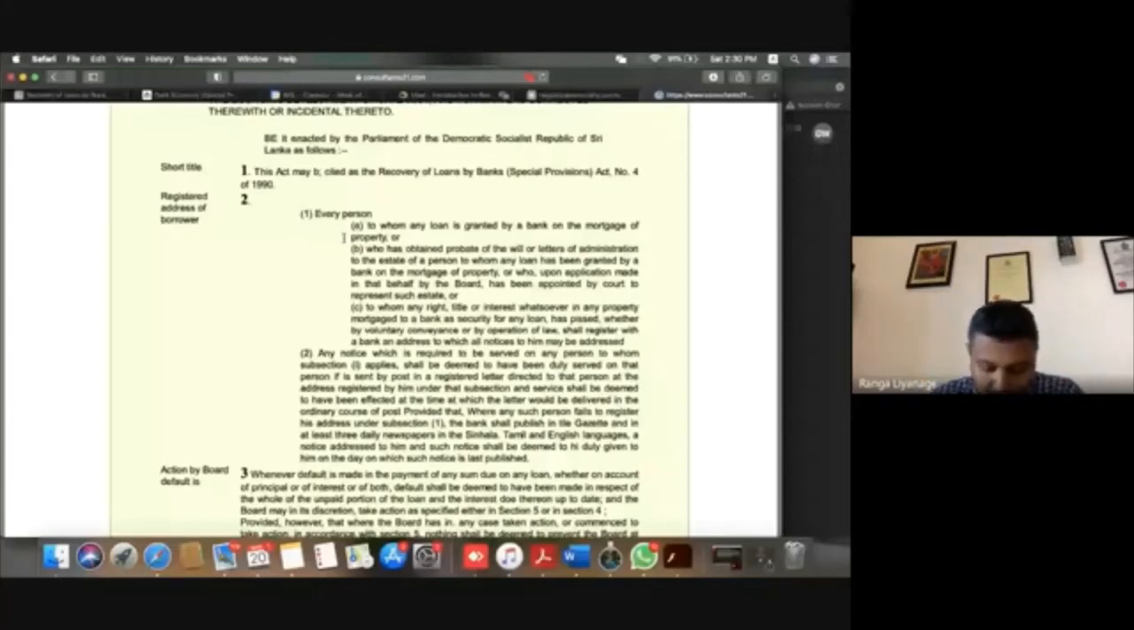Provided that where any such person fails to register, in the event such person fails to register the address, those notices will be deemed to have been duly served if those notices are published in the Gazette and in at least 3 daily newspapers in Sinhala, Tamil, and English, and notice addressed to him, and such notice shall be deemed to be duly given to him.